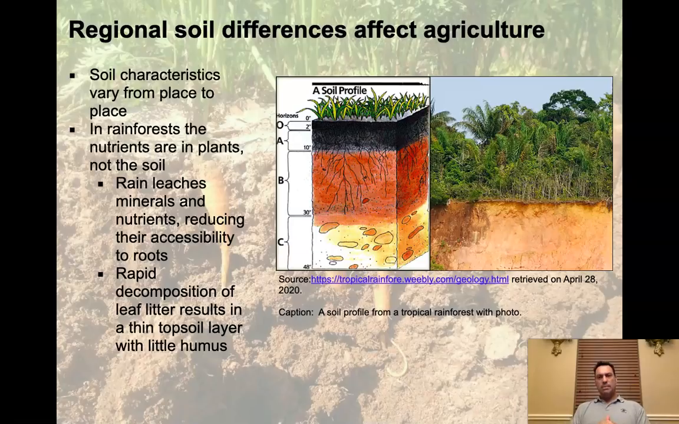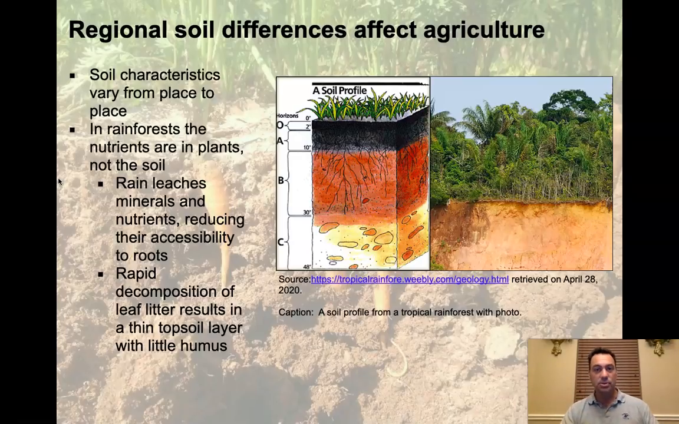I want to quickly mention some alternative soil structures, because it's a really big deal when we start looking, especially at tropical rainforests. So soil characteristics tend to change no matter where you are. The rainforest is a big deal. So in rainforests, the nutrients are in plants, not the soil. There's very, very little in the profile for an A horizon. The A horizons are usually very thin, and sometimes they're non-existent. All you have is an O sitting on top of a B horizon with a C.